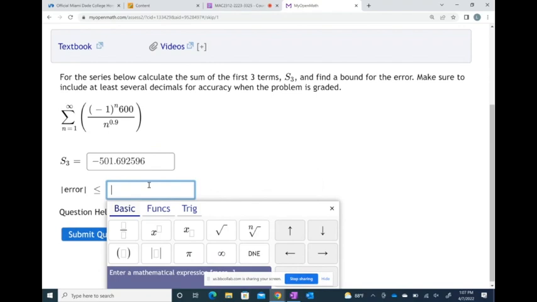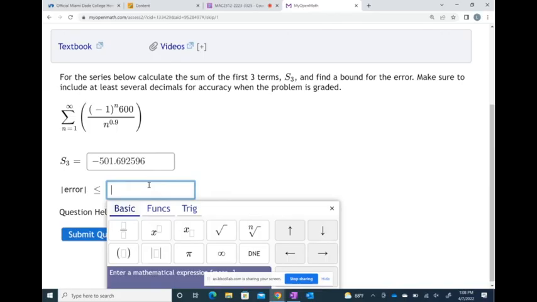And then the error, so what's the bound for the error? The error E3 is less than or equal to what term? What's the term? a4. This is exactly the next term that you're ignoring. The next one is my error bound. So what's a4? a4 is 600 over 4 to the 0.9.